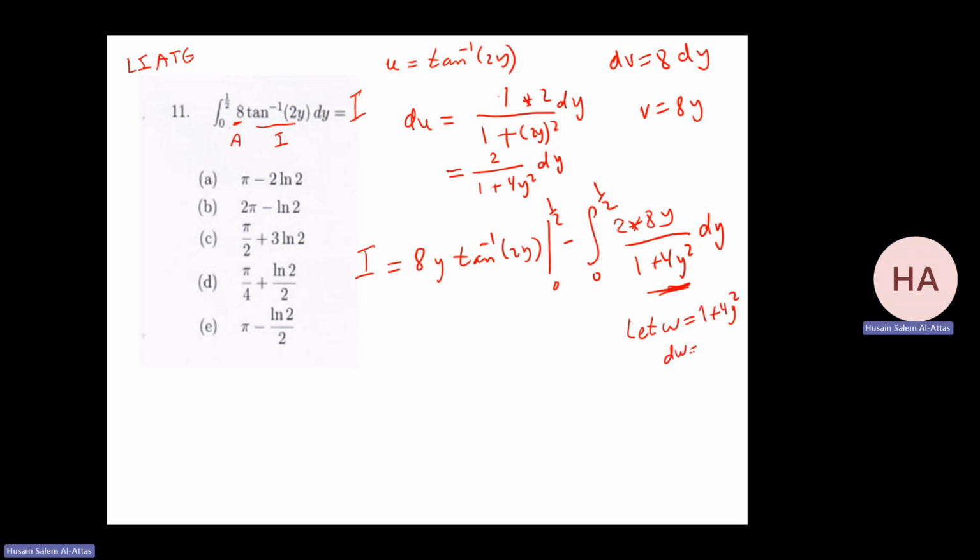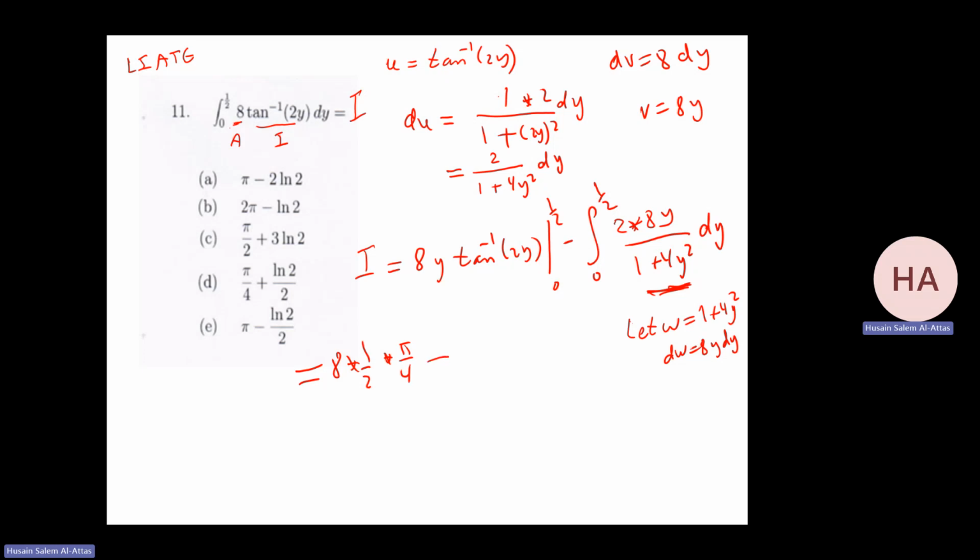dw will be what? 8 dy. So this is ready, it's just ln in the denominator. So I have what? Now substitute. I have what? And this is 8 times half tan inverse 2y, tan inverse of 1, which is pi over 4. Tan inverse of 0 is 0, times that, it's gone.